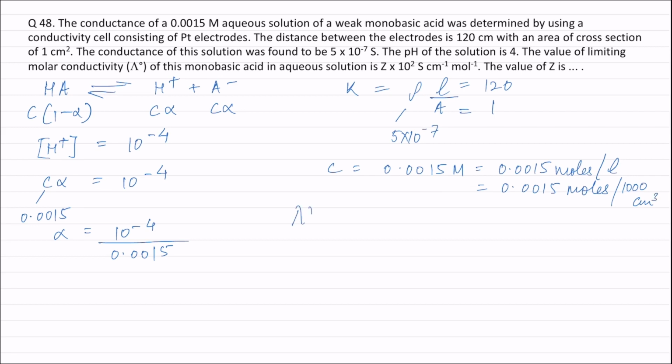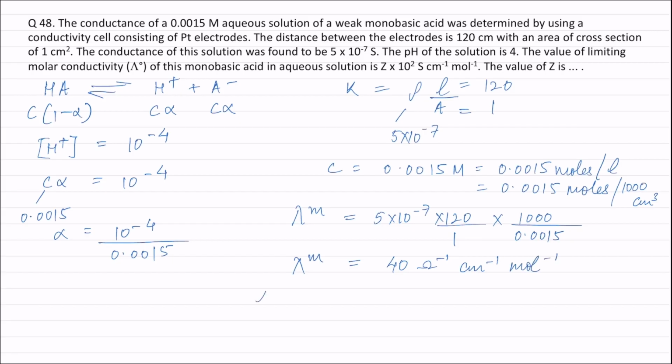Now the value of equivalent molar conductance is equal to specific conductance, that is 5 into 10 to the power minus 7 into 120 by 1, into number of moles present in 1 centimeter cube of solution, which will be equal to 1000 divided by 0.0015. Solving this, the value of equivalent molar conductance is equal to 40 per ohm per centimeter per mole.